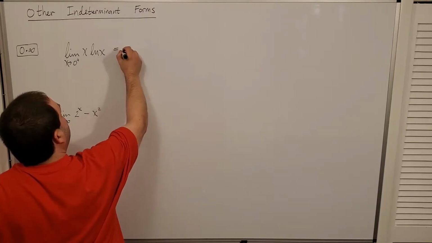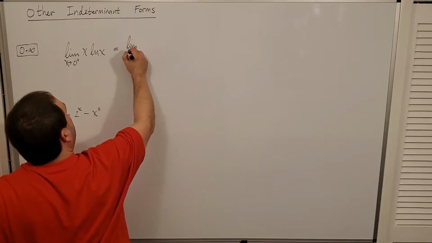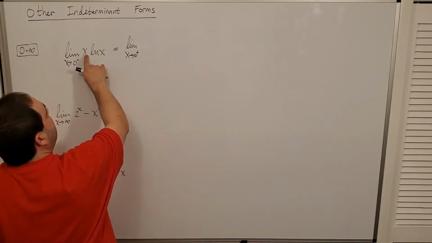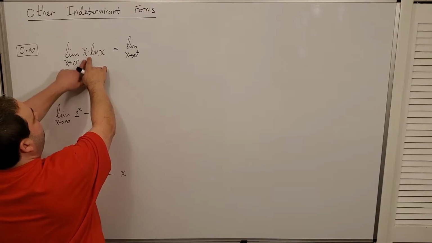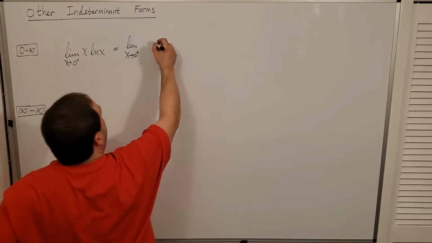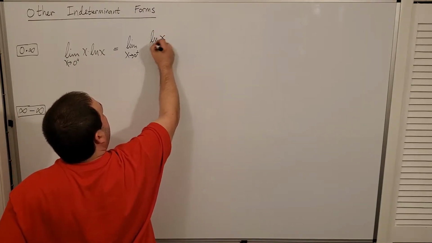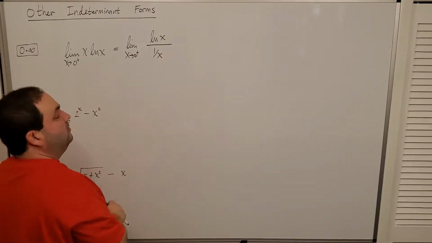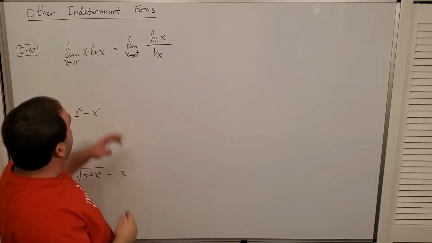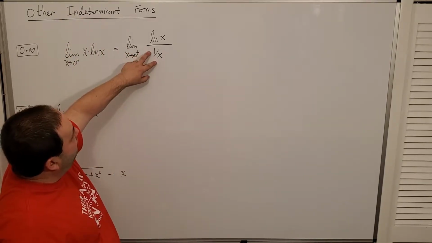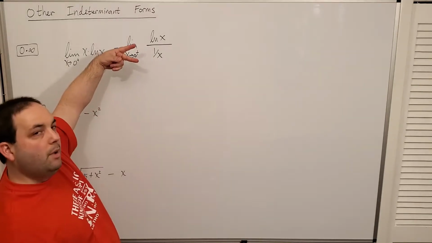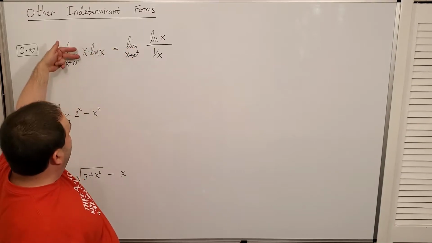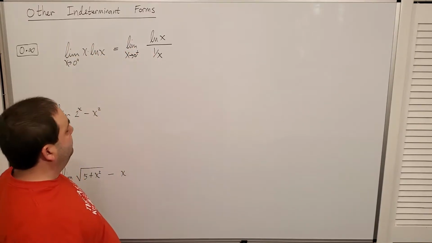I'm going to rewrite this as the limit as x goes to 0 from the right. And notice this is times x right here, right? So that's also the same thing as divided by 1 over x. Now think about that for a second. If I divide by a fraction, I usually multiply by its reciprocal, so that's the same thing as times x over 1. So these are actually the same thing.